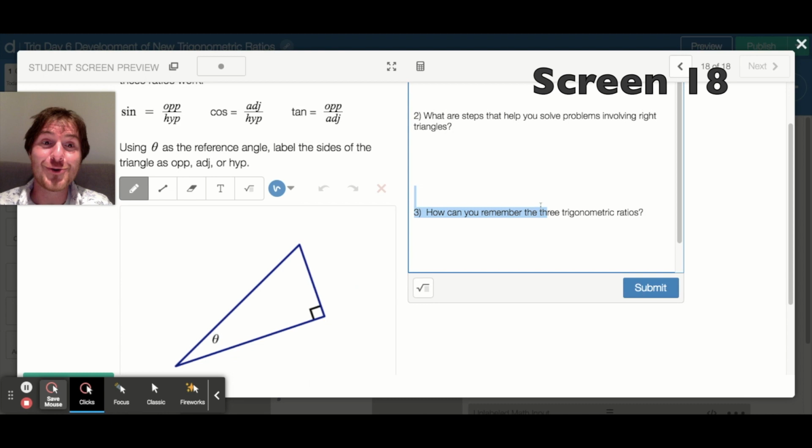How can you remember the three trigonometric ratios? I would love it if I could see SOHCAHTOA. There it is. So I'm looking for you. Props. Your second semester geometrically awakens if I see SOHCAHTOA there as number 3 in your reflection. Hopefully you watched this video and got that. If not, you're going to hear lots of SOHCAHTOA coming out later.